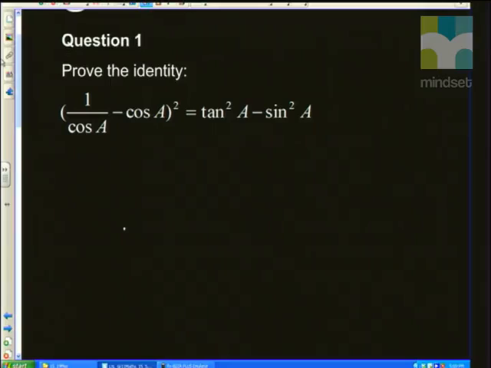Welcome back from the break. Let's not waste any time and get straight back to today's revision lesson. Over to you. Prove the identity that (1 over cos A minus cos A) all squared is equal to tan squared A minus sine squared A.